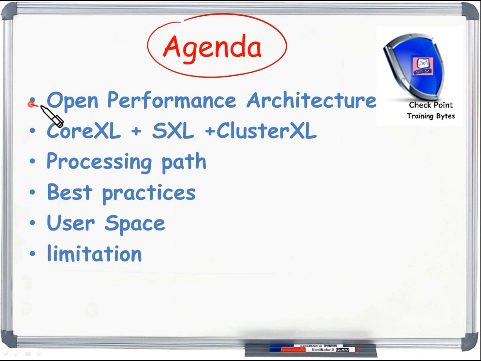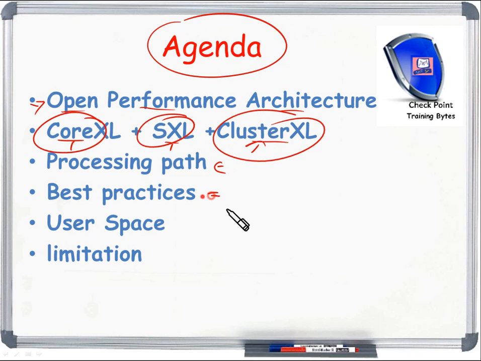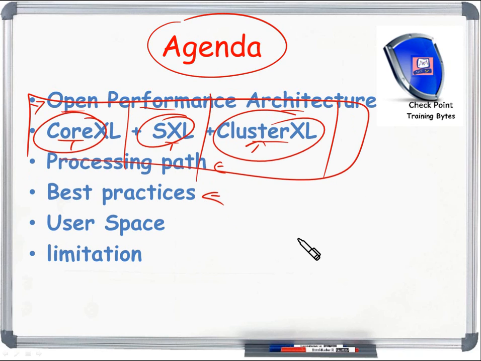The first thing we're going to do is discuss the open performance architecture. We'll discuss what these architectures are, and then we'll discuss CoreXL, SecureXL, and ClusterXL, and how to optimize and improve performance and security by using these open performance architectures. And then we'll discuss the processing path, how a packet flows as it's being processed by the different architectures. And also we'll look at some best practices when combining these different architectures or breaking up these different architectures.